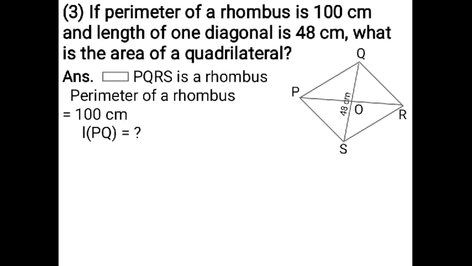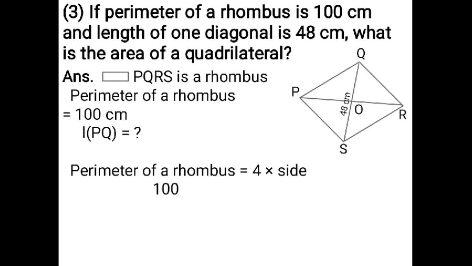Now you have to use the formula of perimeter of a rhombus. The formula of perimeter of a rhombus is 4 multiplied by side. Perimeter of a rhombus is 100, is equal to 4 multiplied by length of PQ. Length of PQ you have to take on the left side because you are finding length of PQ. You have to divide 100 by 4. After dividing 100 by 4, we will get the length of PQ.